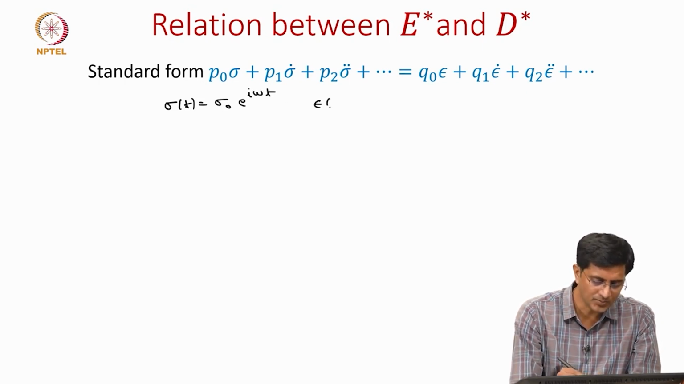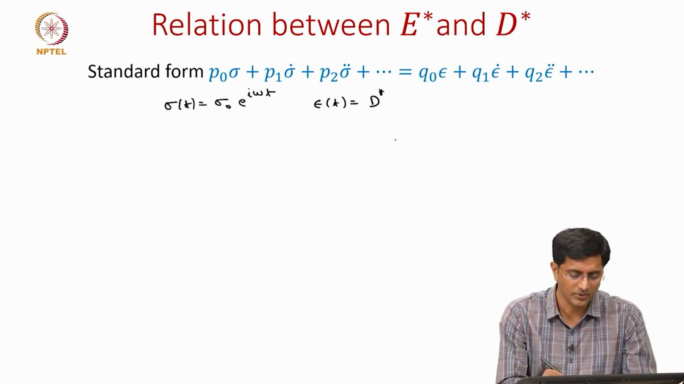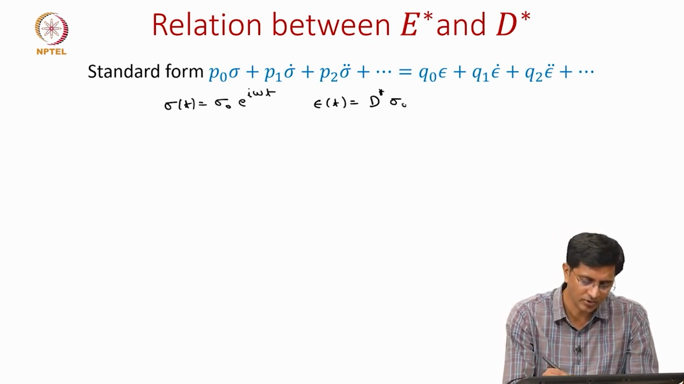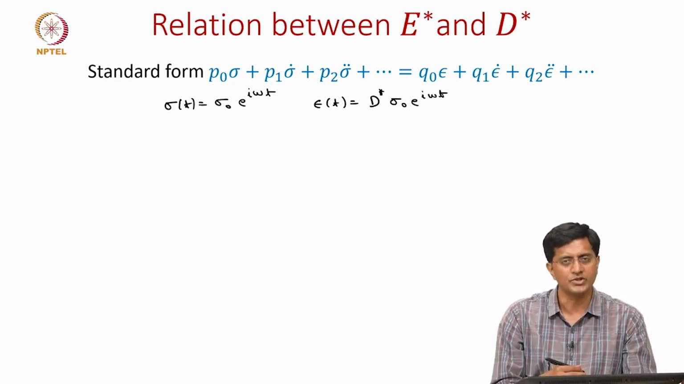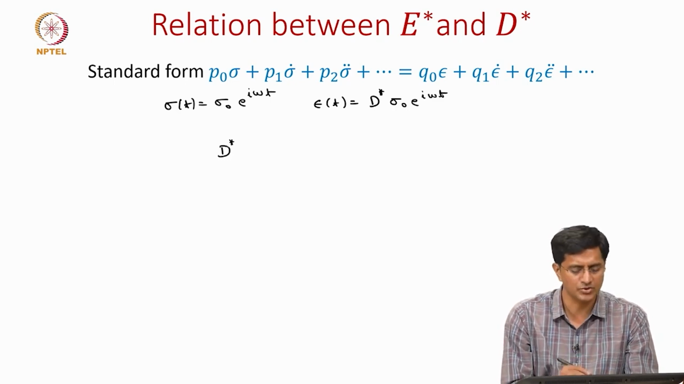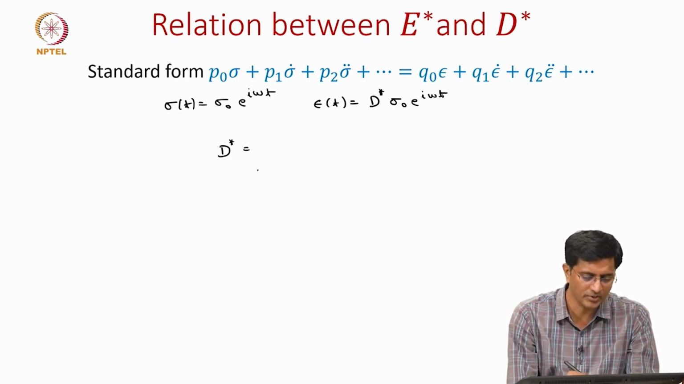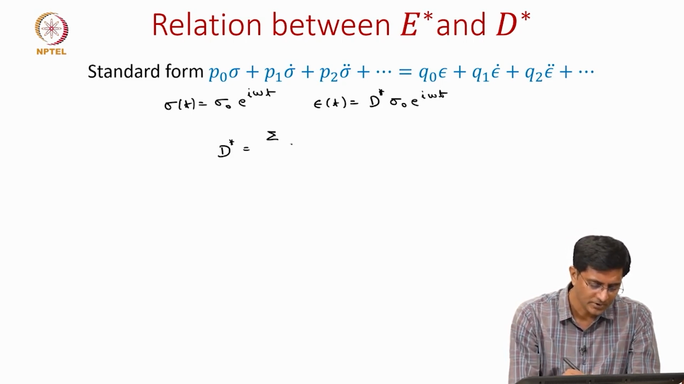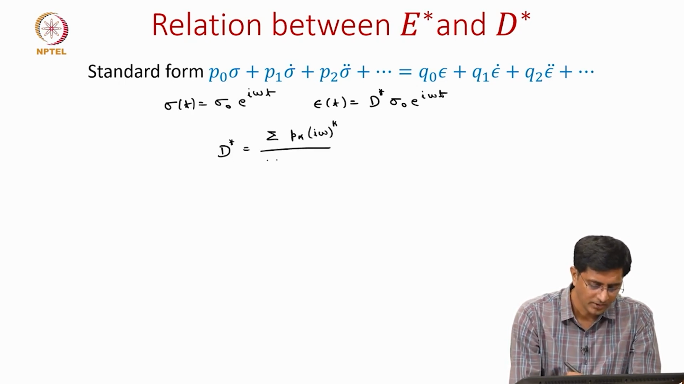And then the strain response can be written in terms of d star this time, which is the complex compliance, times the stress input, which is sigma naught e power I omega t. Then we will follow again the same procedure, but let me directly write d star now, because we have seen the procedure in the previous slide and the procedure is almost the same. So, here d star can be written as summation of pk I omega power k and summation of qk I omega power k.